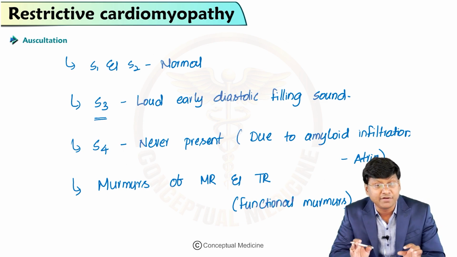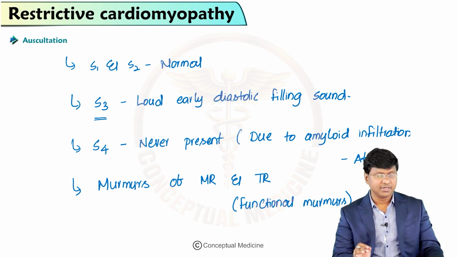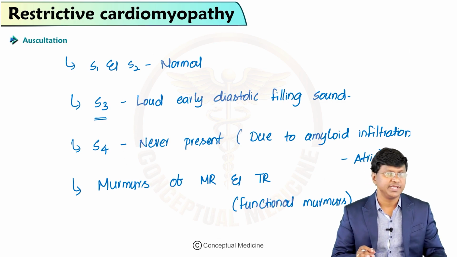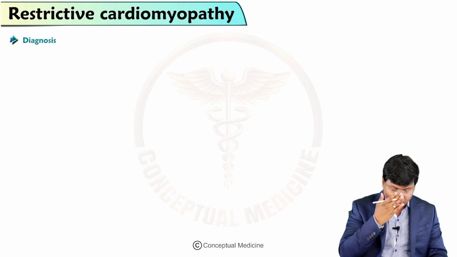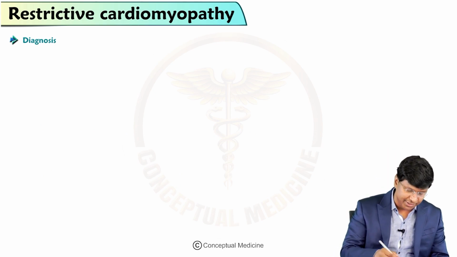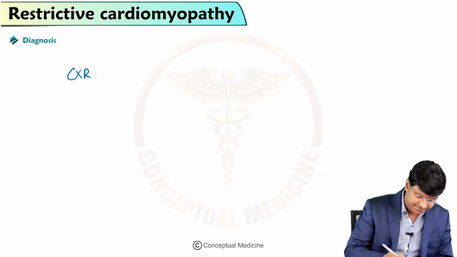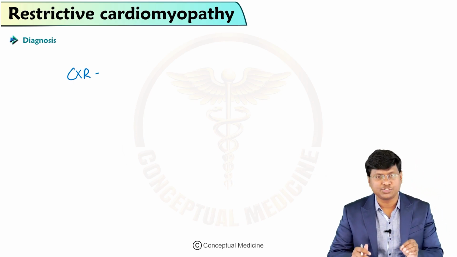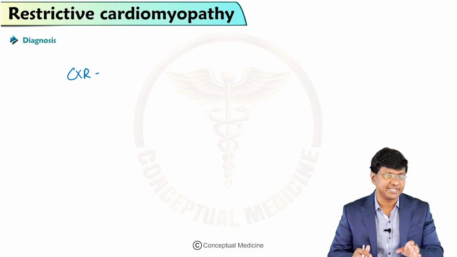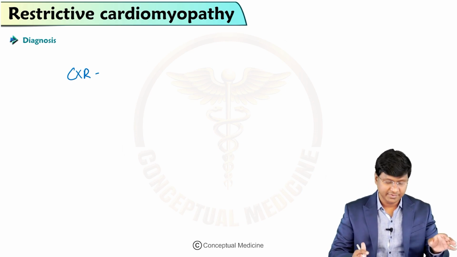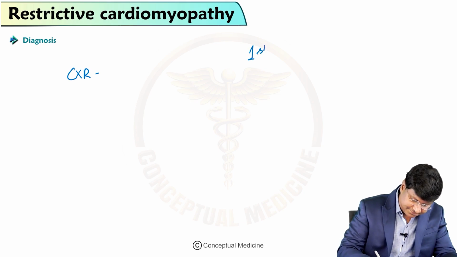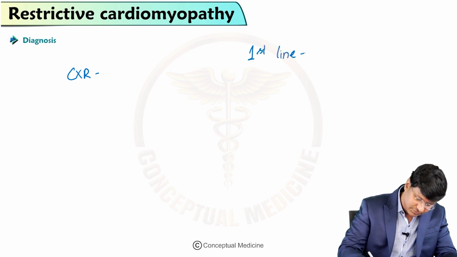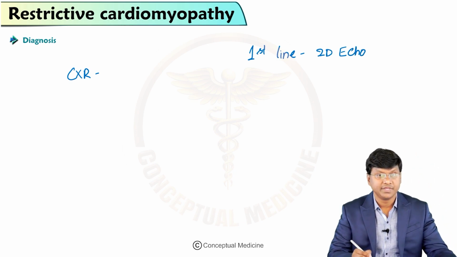Right, this will be the functional murmurs. That is what you will hear on auscultation in patients with restrictive cardiomyopathy. Then, followed by that, how will you diagnose these patients? There are various methods. Actually, the investigation of choice or first line investigation will be the 2D echo, the two-dimensional echocardiography.